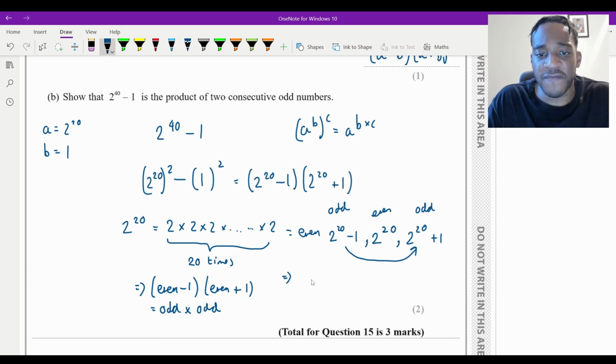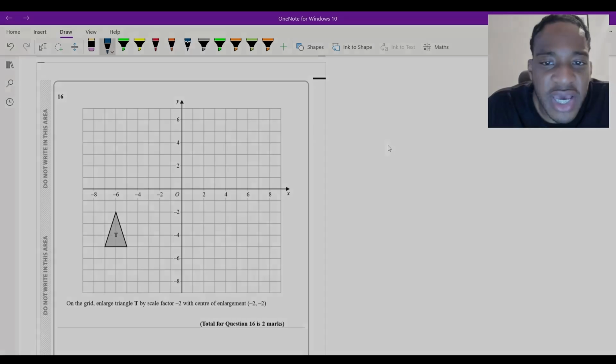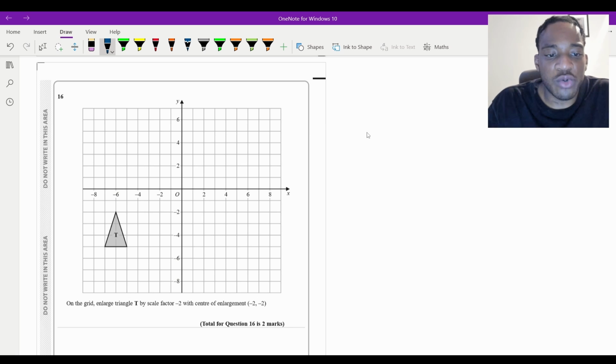So just to finish off, you can say that 2 to the 20, and I'll write plus or minus 1 just to indicate we're doing both, are 2 consecutive odd numbers. I'll write it the same way they've written it: are 2 consecutive odd numbers. And that's it. Finished.